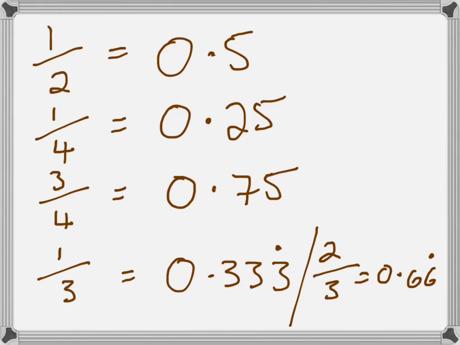So that's the method, but here are some different ones that you really should learn, that you should know. So a half is equal to 0.5. A quarter is the same as 0.25. 3/4 is the same as 0.75. A third is 0.33 recurring, so it's going to continue to be 3s forever, and that makes 2/3 0.66 recurring. So make sure you know all those things.